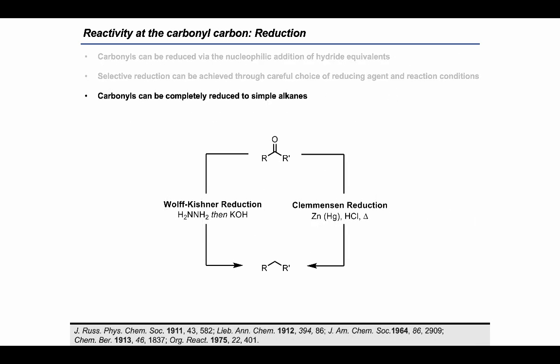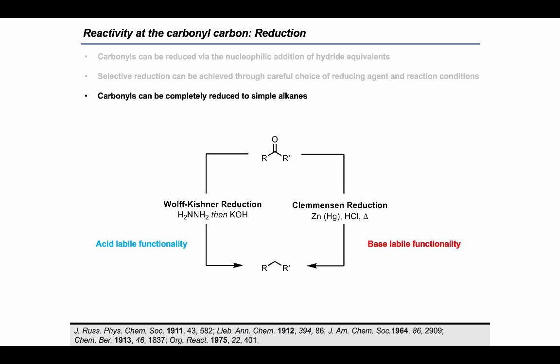In cases where we want to remove the oxygen functionality entirely, aldehydes and ketones can be fully reduced to alkanes. In the Wolff-Kishner reduction, the carbonyl compound is condensed with hydrazine to form a hydrazone. Treatment with base then induces reduction of the carbon with liberation of nitrogen gas. The basic conditions required for the Wolff-Kishner reduction make it a useful option for molecules containing acid-sensitive functionality.